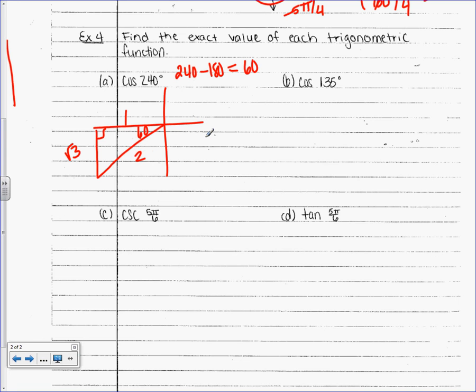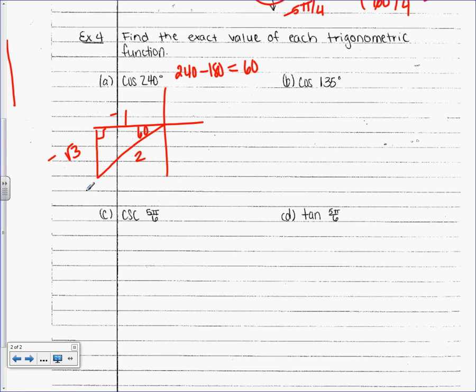The only difference between this and geometry is I have direction now. So if I went left on the x-axis, this is a negative 1. If I went down on the y-axis, this is a negative square root of 3. What's the hypotenuse always? Positive. Always positive. Always, always.